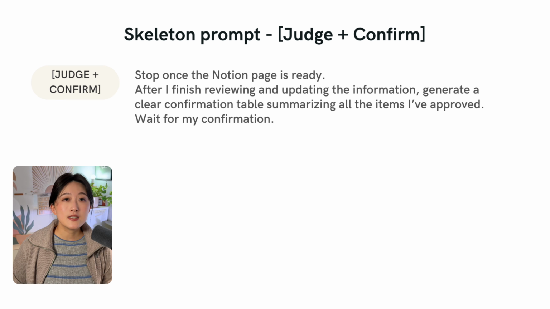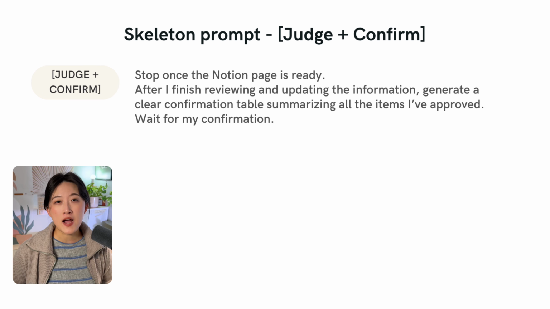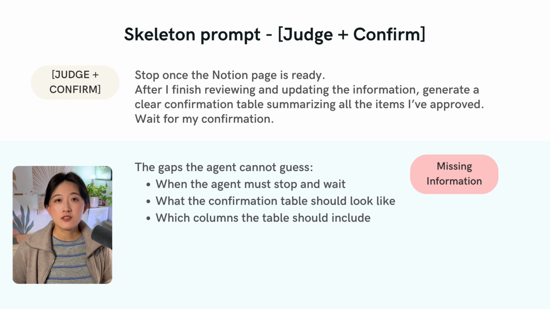And we follow the exact same process for the next phase. On top of the skeleton prompt, which tells the agent to stop after the Notion page is ready, summarize what I approved and wait for confirmation, here I want to provide the details for the confirmation step. I know what I want in the table and which columns I considered important for the overview.